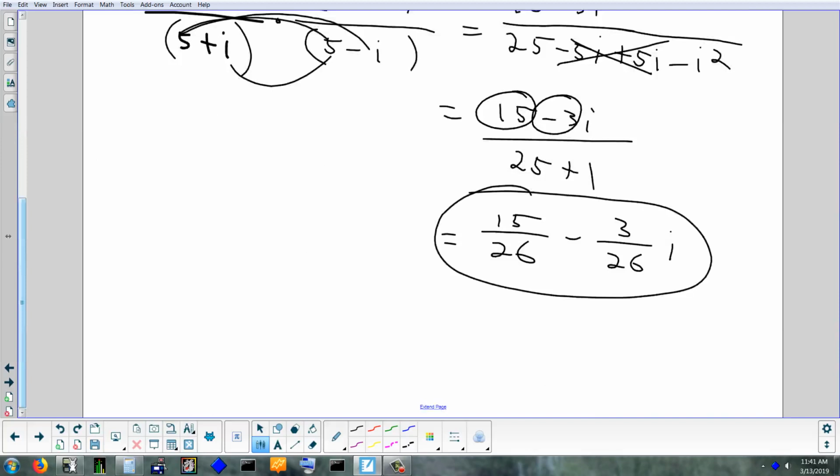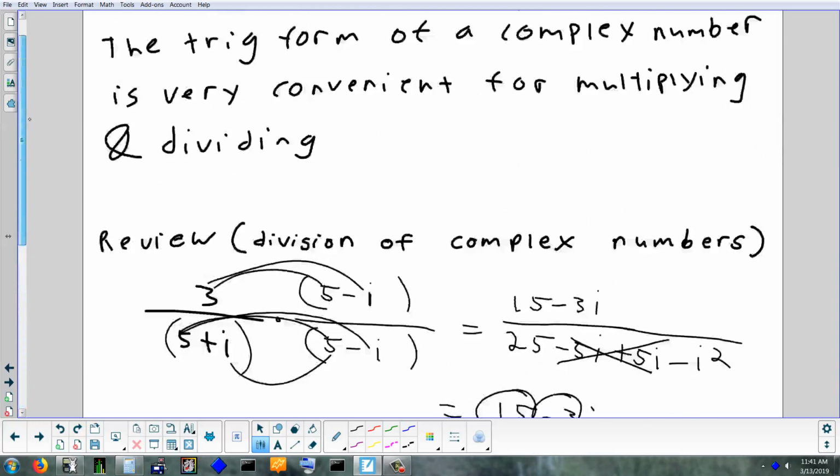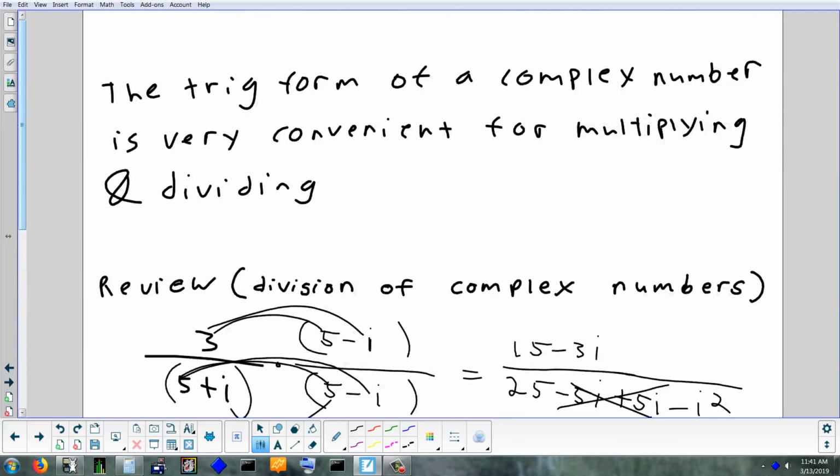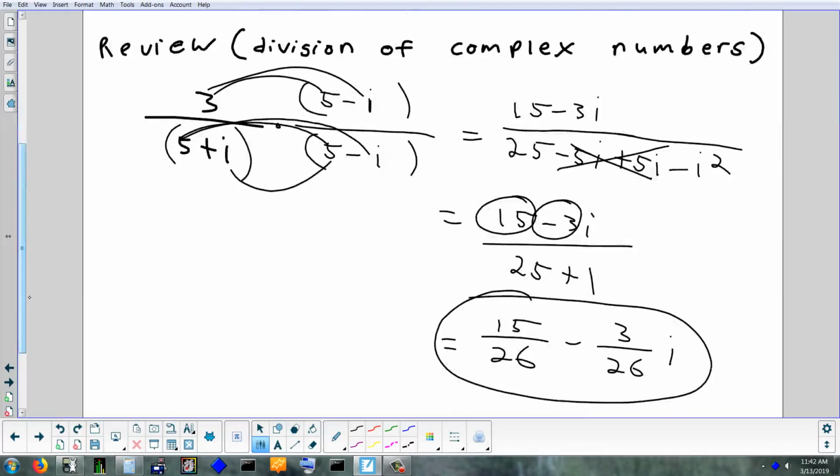And that's how you would have to do division the old way. A lot of different things to remember. Foiling, i squared, the conjugates, combined like terms, things that cancel, all that stuff. Well, if we use trig form, all of that goes away. You don't have to do any of that stuff.